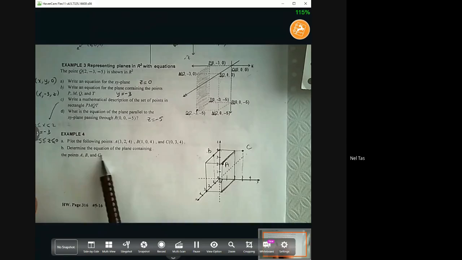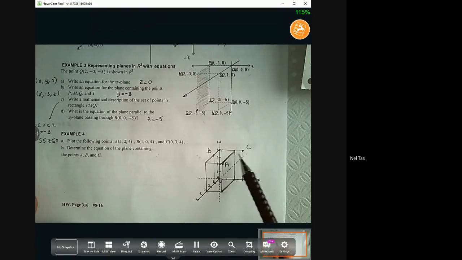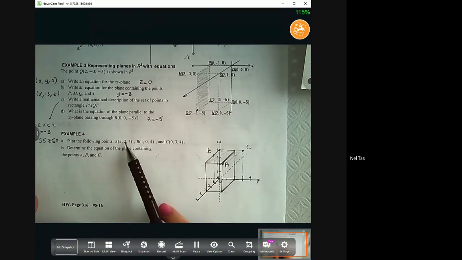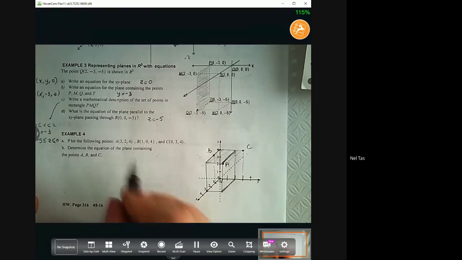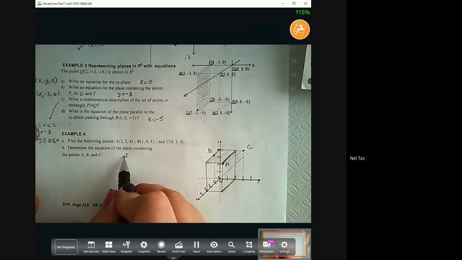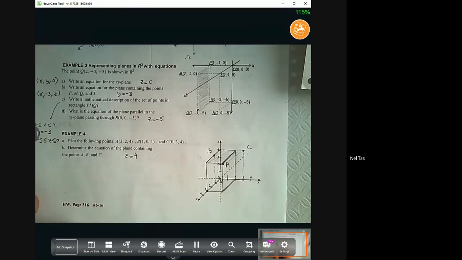It says to determine the equation of the plane containing the points A, B, and C. We are looking at the plane that contains those 3 points. What is common about those 3 points? When you look at it, you can see the Z coordinate is always 4. Therefore, the plane containing those 3 points is the plane Z equals 4.